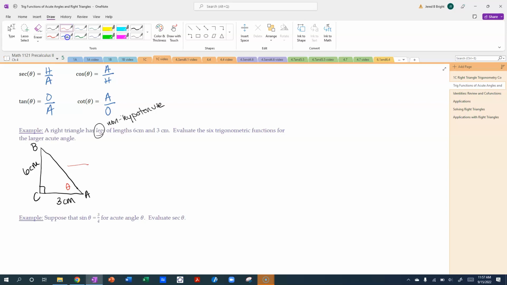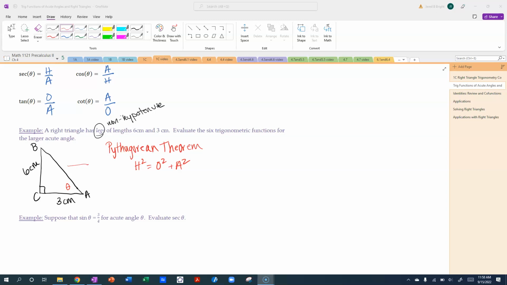All right, so I said we need to find the hypotenuse. Well, how do I do it? You might remember a tool called the Pythagorean theorem, which says that in a right triangle, the hypotenuse squared is equal to the opposite side squared plus the adjacent side squared.